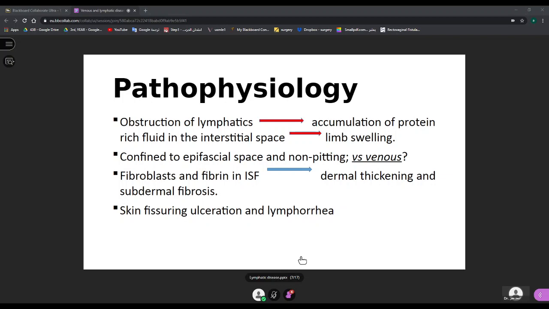However, you don't see other features like, for example, hemosiderosis and these things. Okay, and the edema will be mainly non-pitting. Okay.